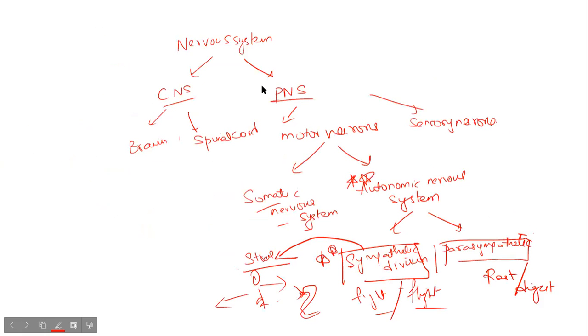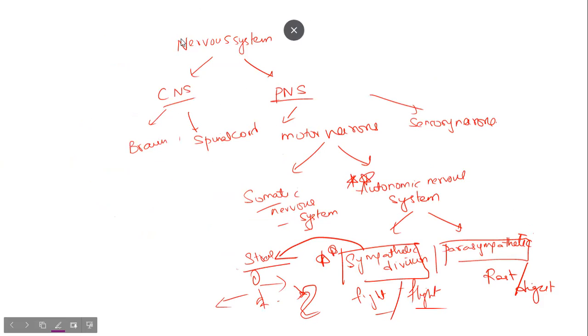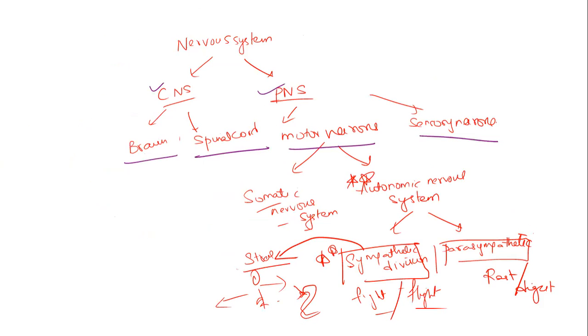So we have studied the nervous system. I'll change the color so that it will be easy whenever we review the class. The nervous system is divided into central nervous system and peripheral nervous system. Central nervous system has brain and spinal cord. Peripheral nervous system has motor neurons and sensory neurons. And motor neurons are further divided into somatic nervous system and autonomic nervous system.